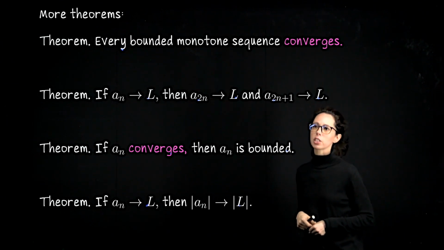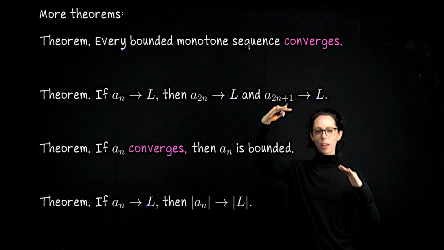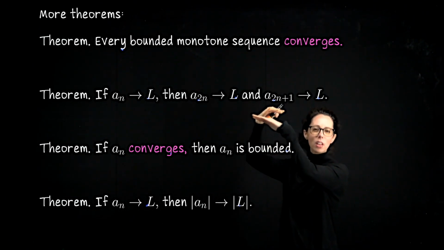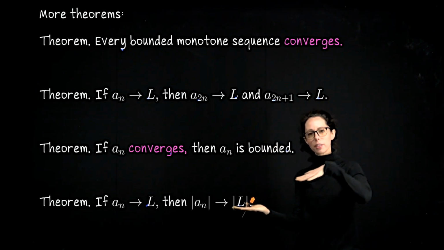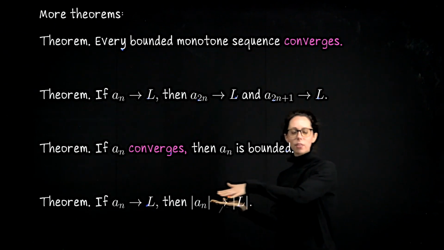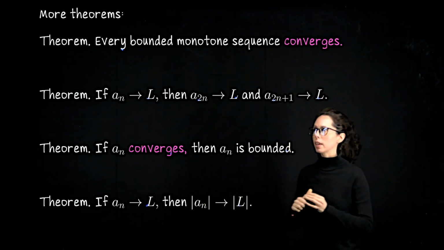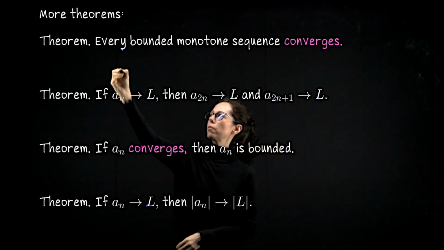So how I like to picture this is if you have a roof and you're monotone increasing, you have to level off. You have to tend to something. Or if you have a floor and you're monotone decreasing, you've got to level off and tend to a limit. So this is a well-known result called the monotone convergence theorem.